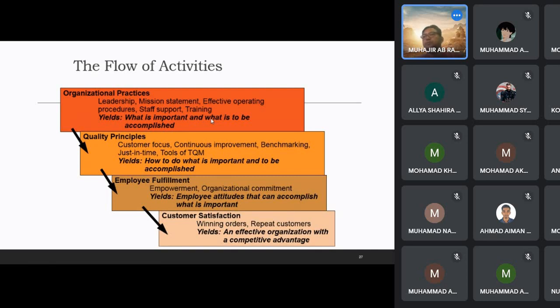Okay. And lastly, definitely the customer will be satisfied and then they repeat the orders. Okay. So if you make the customer happy, I mean your organization or company can be successful. Okay. This is the flow of activities for the quality system.